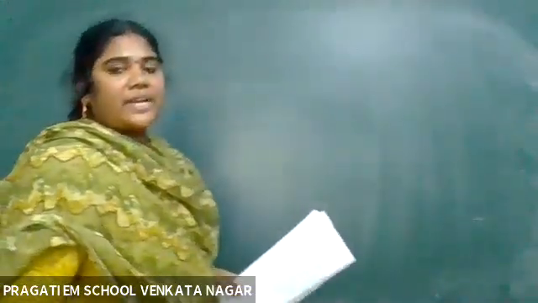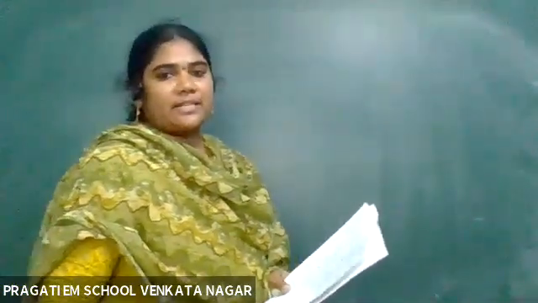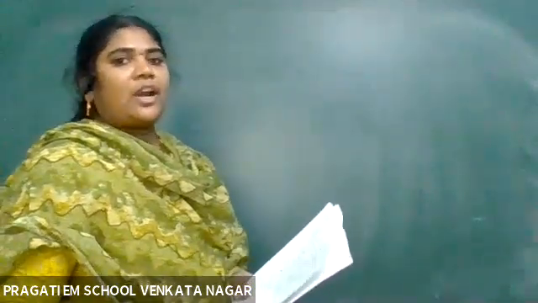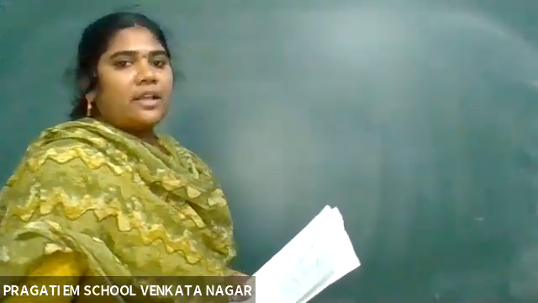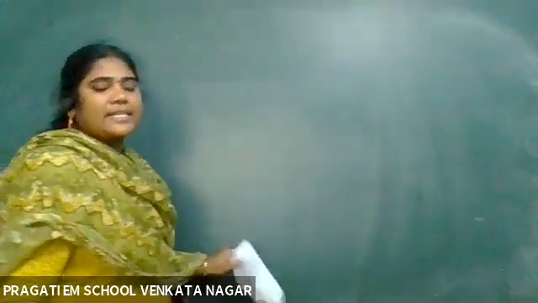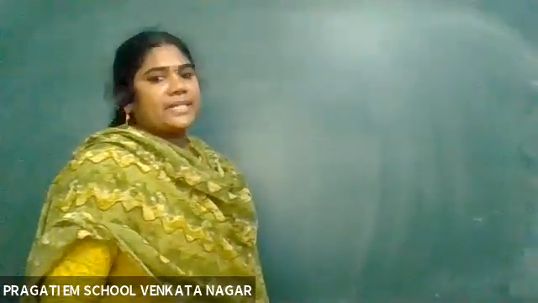In the previous class, we learned about what is a sentence, kinds of sentences, and how many parts are there in a sentence. So what is a sentence? A sentence is a group of words which are meaningfully arranged to make a complete sense. How many kinds are there in a sentence? There are 4 kinds in a sentence.